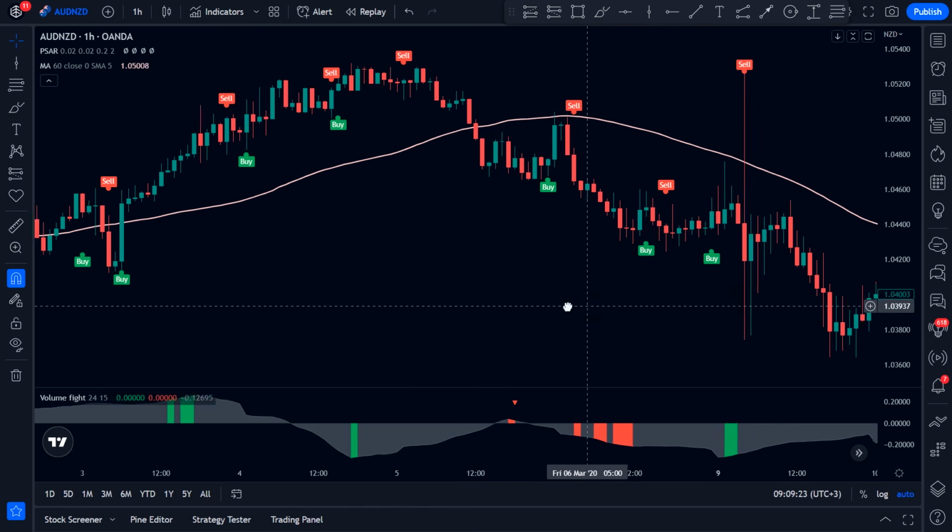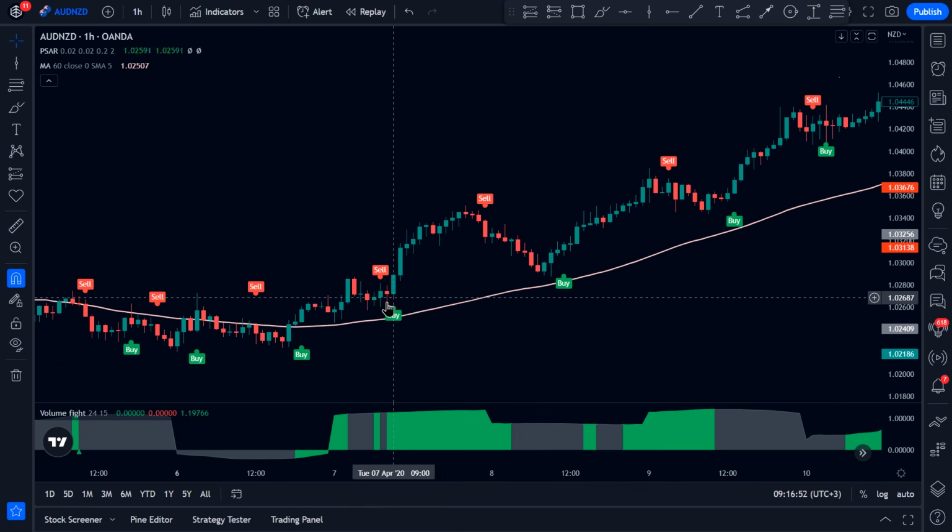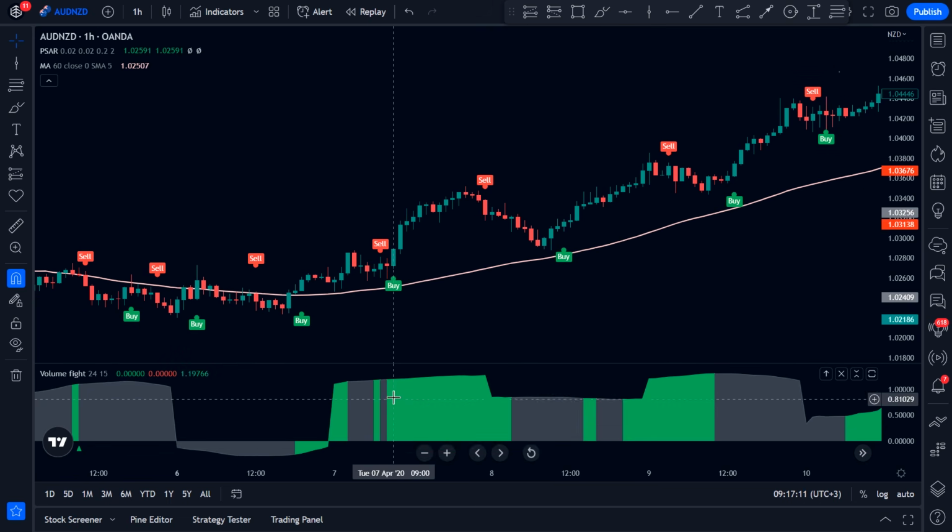Now, to take a long trade, the price must be trading above the moving average. The parabolic SAR indicator should print a buy signal, and then the volume fight indicator should be colored green, and it should also be above the zero line.